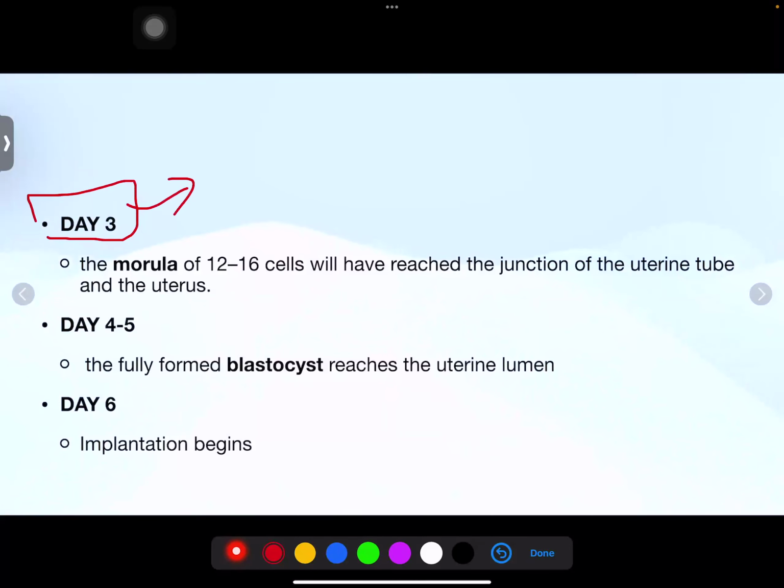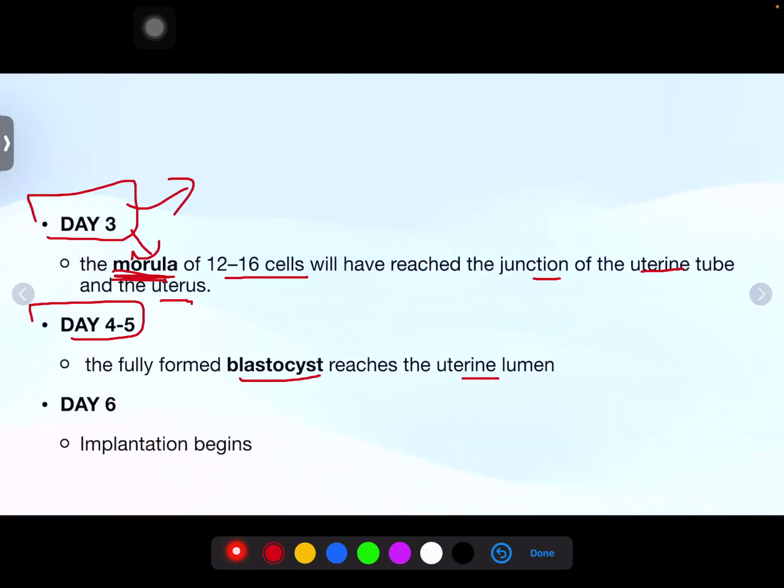They can ask you at which day the morula develops. So the morula develops at day 3. 3 to 4, you can say just 3. So at day 3, the morula of 12 to 16 cells will have reached the junction of the uterine tube and uterus. Okay. And day 4 to 5, the fully formed blastocyst reaches the uterine lumen. Okay. So coming from the tube, in the tube, it will be in the stage of morula. And then day 4 to 5, it enters the uterine cavity. Okay. They can ask you like this as well. So these 3 days are very important.